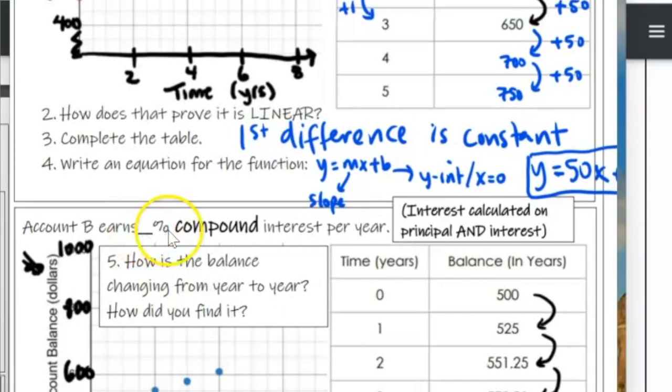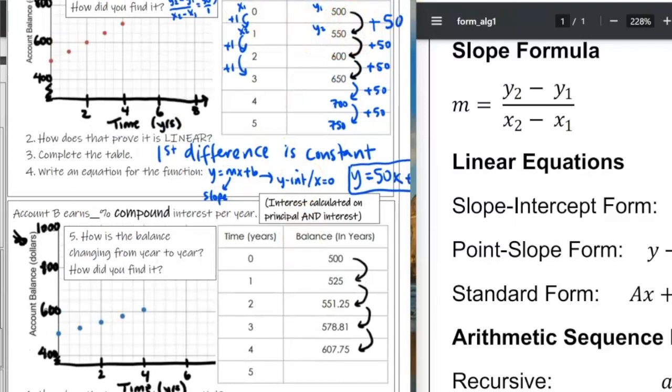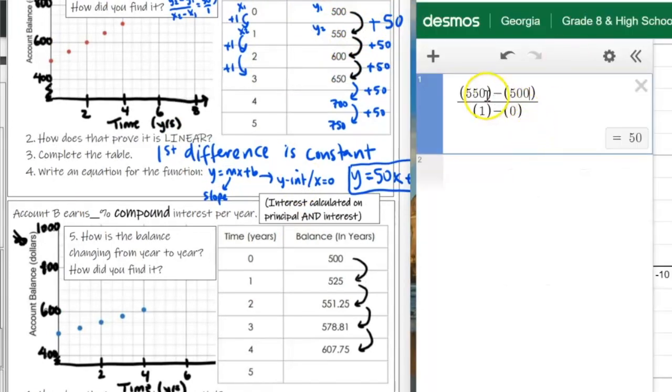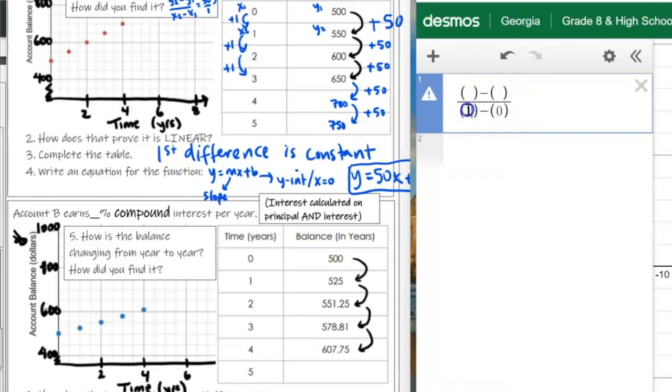Account B earns blank percent compound interest per year. How's the balance changing from year to year, and how did you find it? Okay, so I'm first going to start off thinking maybe it's a linear function. So what do I do with a linear function? I do y2 minus y1 over x2 minus x1, and I should get the same number, so I'm going to try it first.